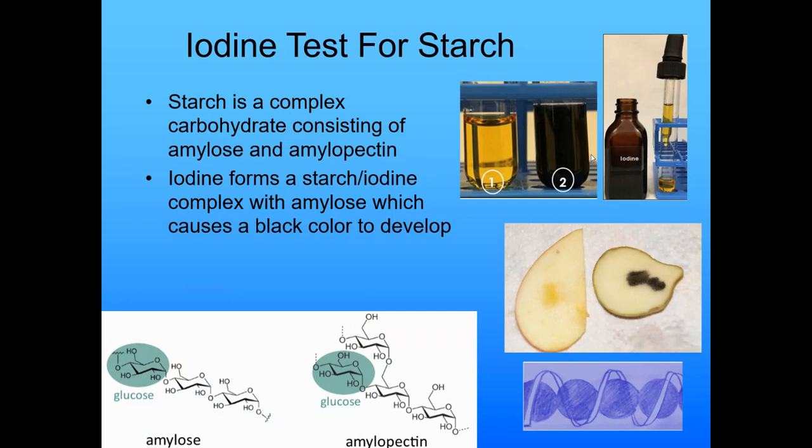The next test is the test for starch. Starch is a complex carbohydrate that's slightly branched, consisting of amylose and amylopectin. Iodine forms a starch-iodine complex with amylose, and that causes a black color to develop. So the black is the positive. Over on the right, you see an apple slice, that's your negative control, and a potato slice, that's your positive control. So apples do not contain any starch. Apple contains mostly glucose and fructose. And so the iodine does not have a color change with the apple, but it very much has a color change with the potato.